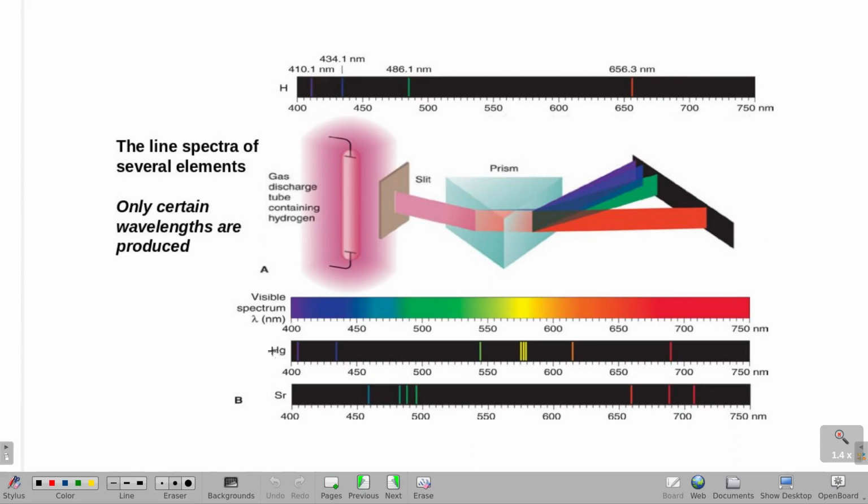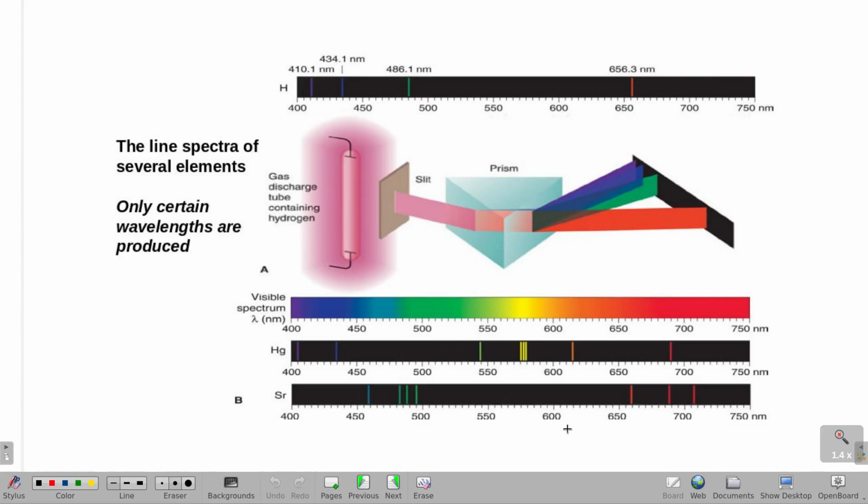Now, if you change the gas, mercury gives a different color. Strontium gives yet a different color. Mercury actually ends up looking mostly blue, well, purple, and strontium actually looks mostly red. But all those wavelengths are in there. It's just that certain ones are a little bit more noticeable, a little bit more intense, at least for us to observe.